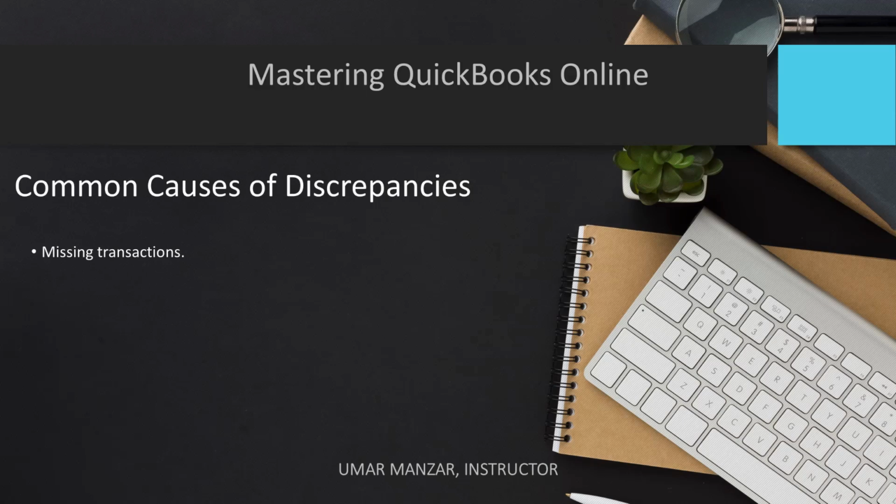Let's discuss some common causes of discrepancies. Missing transactions: a transaction may not have been recorded in QuickBooks or your bank account. To fix this, add the missing transaction in QuickBooks or check if the bank transaction has been entered incorrectly. Duplicate transactions can occur if a payment or deposit was recorded twice. To resolve this, delete or void the duplicate entry in QuickBooks. Incorrect amounts: a transaction amount in QuickBooks may differ from the amount on your bank statement. Edit the transaction in QuickBooks to match the correct amount on your bank statement.